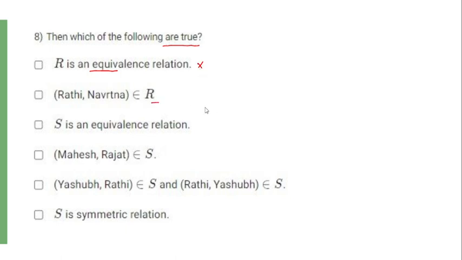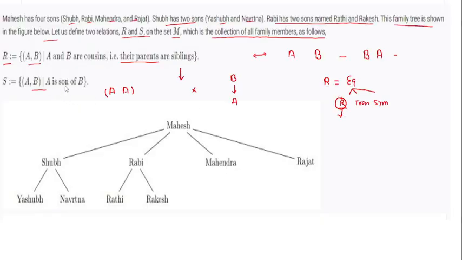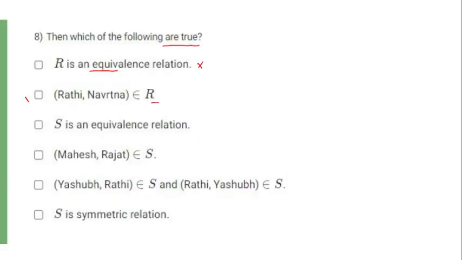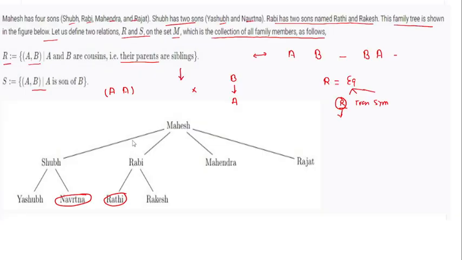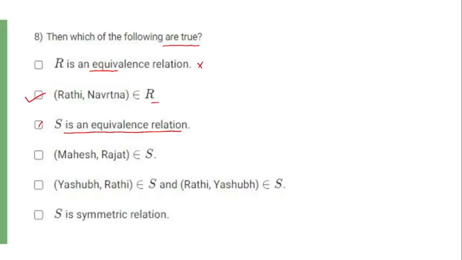Moving to the second option, Rathi and Lvj belong to R. Basically these two are cousins, so this is correct. The third option is S is an equivalence relation. Basically S is unidirectional, so it cannot be symmetric, so this option will be ruled out.